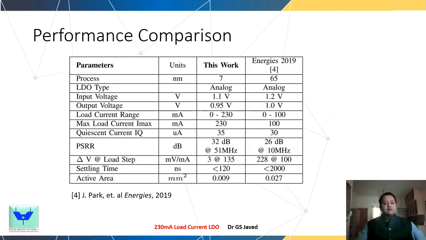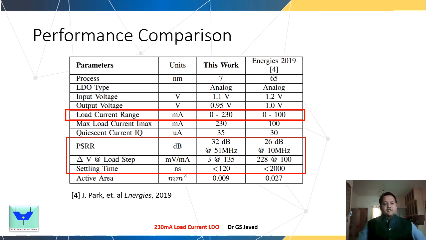So, a quick comparison: we did not have too many circuits showing a maximum load current range of 0 to 200 or 0 to 100. So we had one capacitance, one reference that we have taken. If you look at our load range, we are in the 0 to 100 range comparison for the 65 nanometer. Since this was a 7 nanometer work, we are using a similar figure of merit and showing that it is functional at 230 milliampere also. If you look at the input voltages, the output voltage and the analog architecture, they are similar in comparison.